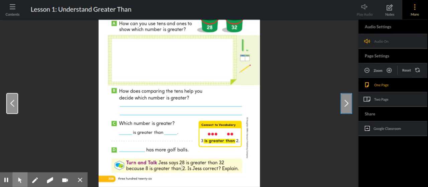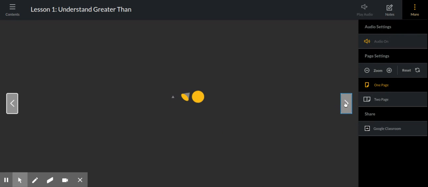Turn and talk. Jess says 28 is greater than 32 because 8 is greater than 2. Is Jess correct? She's looking at the 8 and the 2. So she says that 28 is more. Is that right? I want you to tell someone at your house whether that's correct or not.